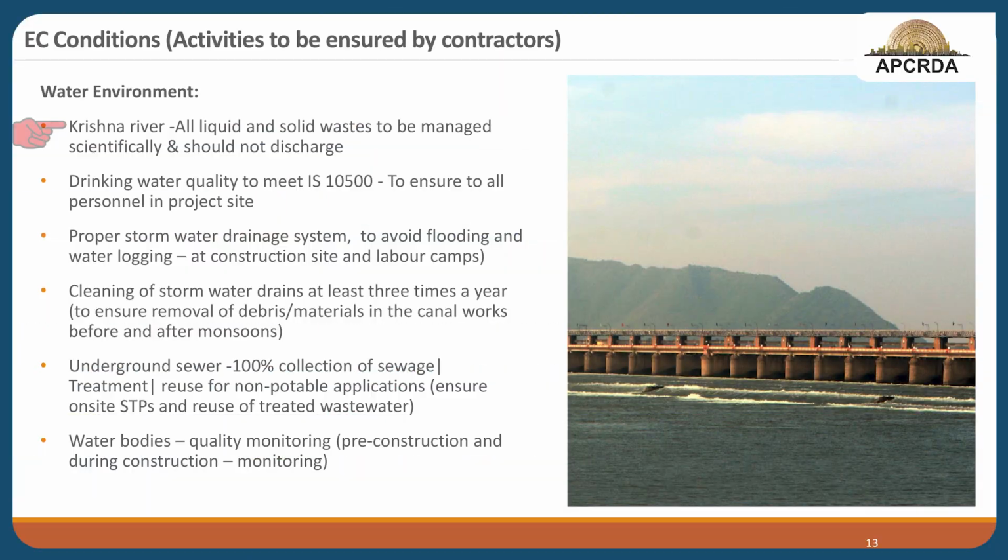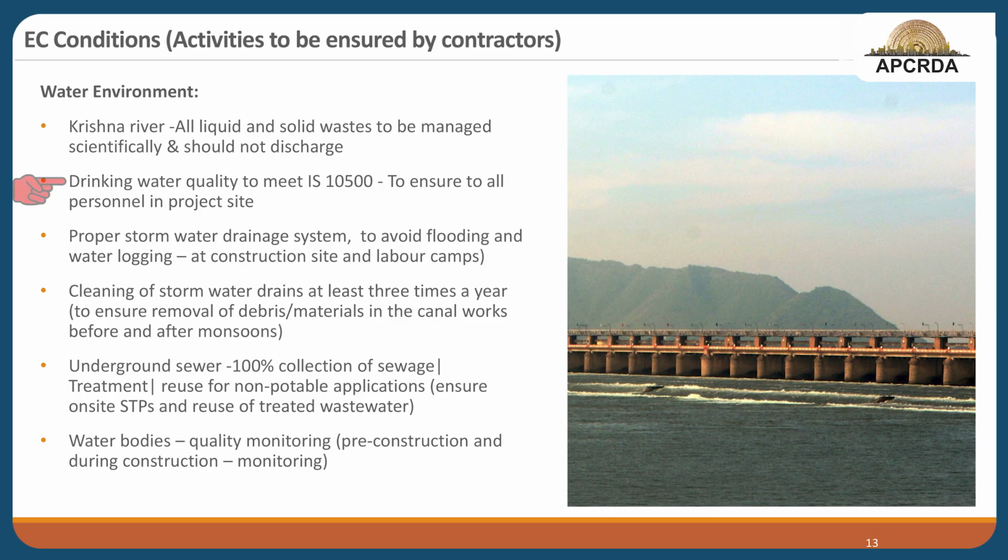Now these are the EC conditions. We know the Krishna river is a perennial river in our case, so we need to make sure nothing goes into it from our construction activity, be it solid, liquid or gaseous. Right? This is our primary responsibility, and this is our EC condition also. And the drinking water quality must meet IS 10500. This is an Indian standard for potable drinking water. Whoever we supply water to, it should meet that criteria.